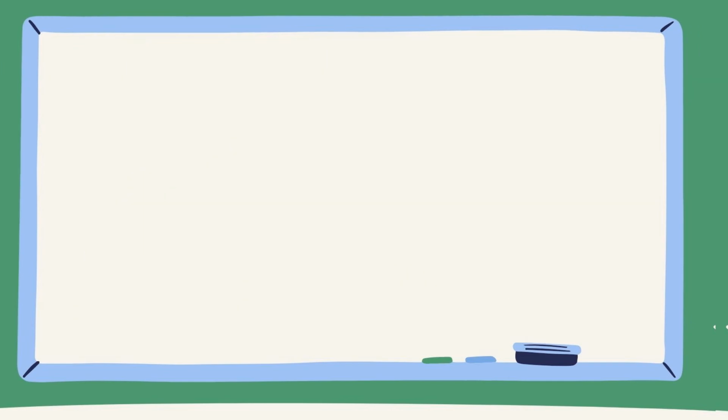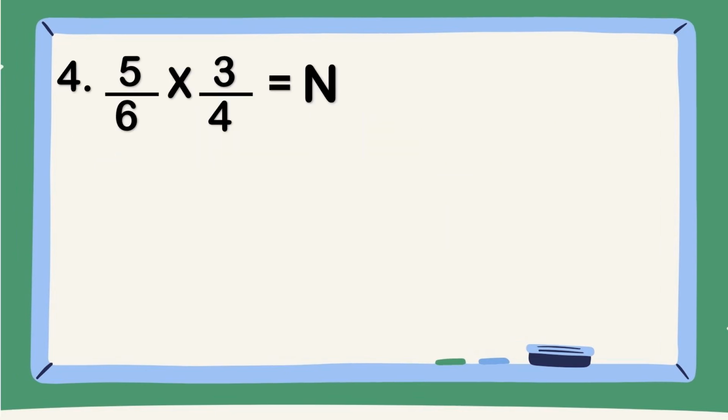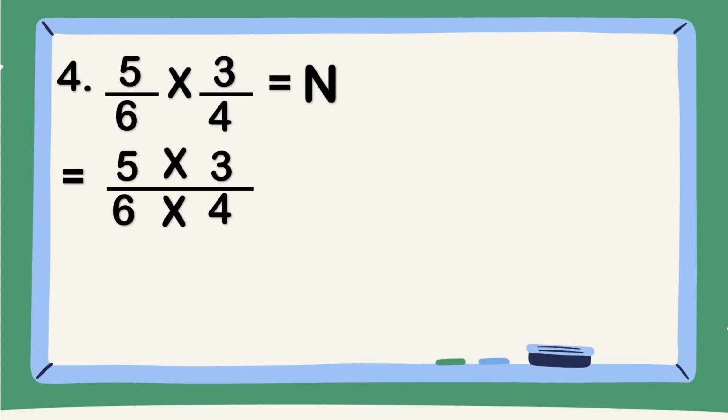Okay, let's have another example. Multiply 5/6 by 3/4. Okay, let's answer number 4. 5/6 times 3/4 equals n. So first, we are going to multiply the numerator and also multiply the denominator. 5 times 3 is equal to 15. And 6 times 4 is equal to 24. So as we can see, the product 15 over 24 can be reduced to lowest term. So how can we reduce this to lowest term?